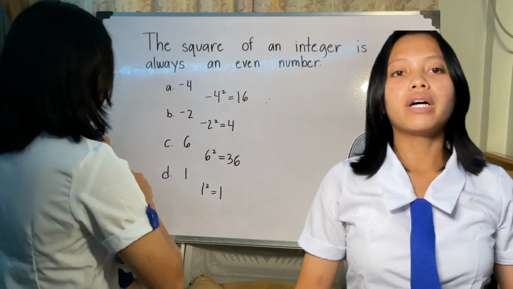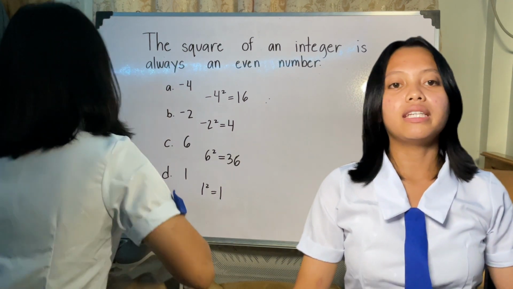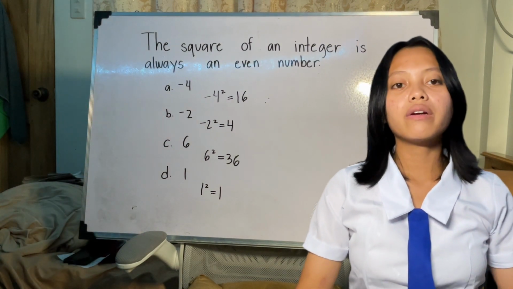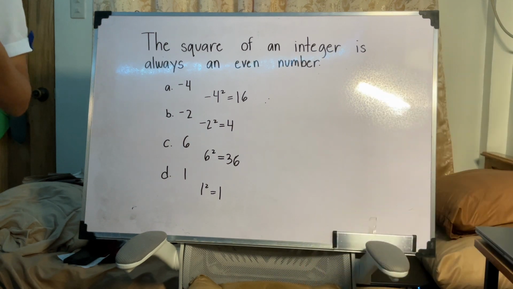So the square of 1 is 1, which is an odd number. That's why letter D is the counterexample that shows the statement "the square of an integer is always an even number" is false.